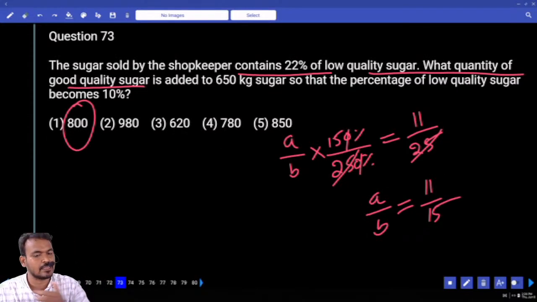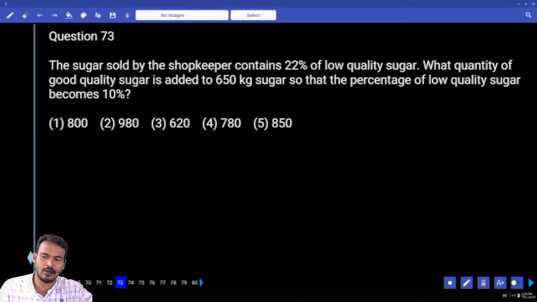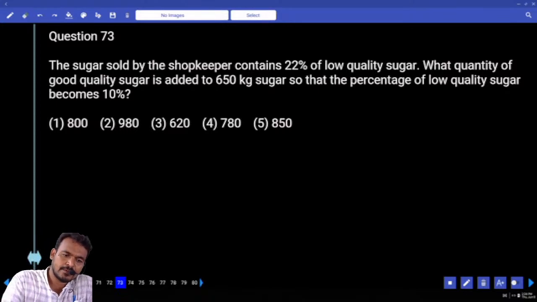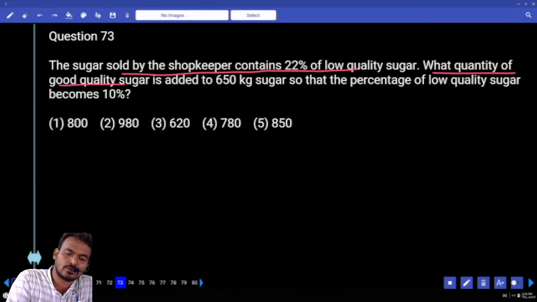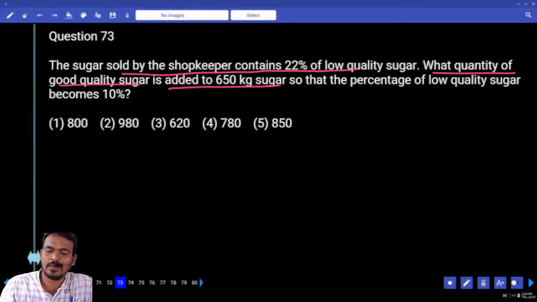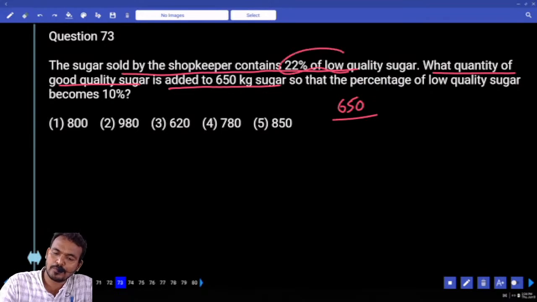Next question number 73. The sugar sold by the shopkeeper contains 22% low quality sugar. What quantity of good quality sugar is added to 650 kgs of sugar so that the percentage of low quality sugar becomes 10%? First of all, the sugar sold by the shopkeeper contains 22% low quality sugar. What quantity of good quality sugar is added to 650 kgs of sugar? Means the initial quantity of sugar is 650 kgs or not?